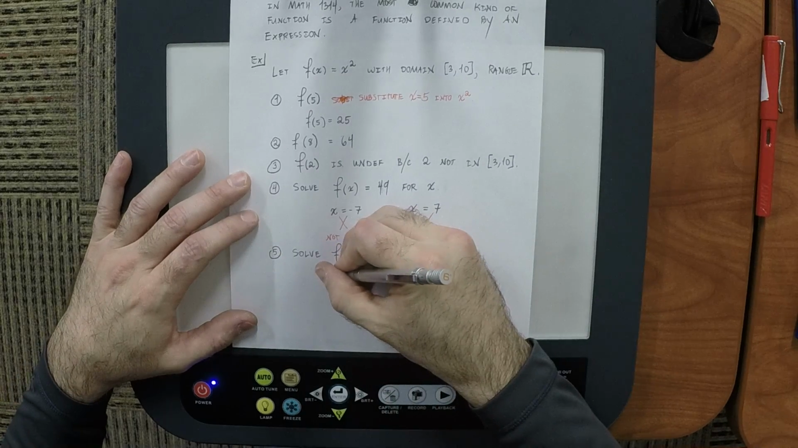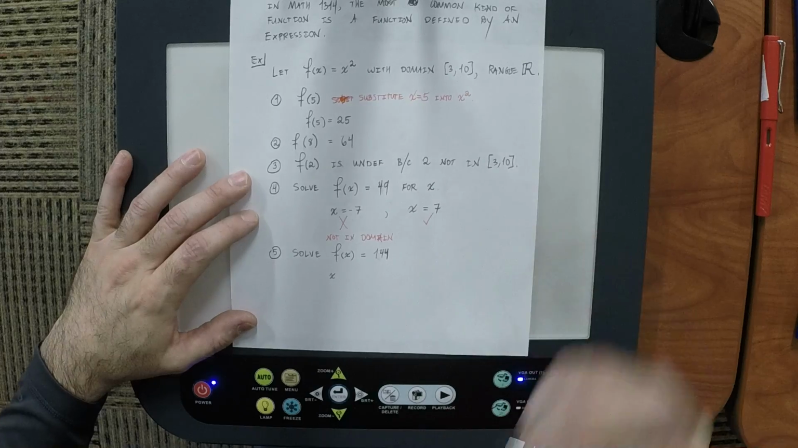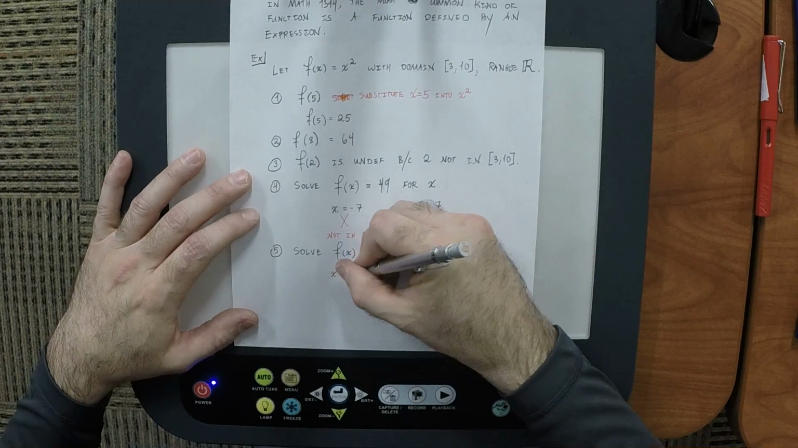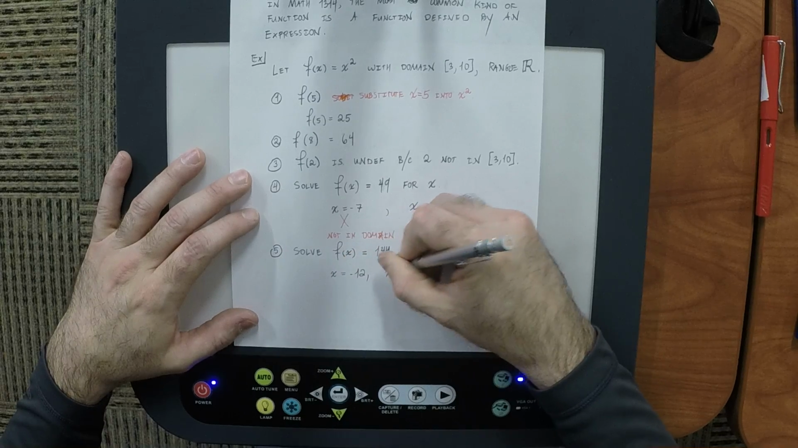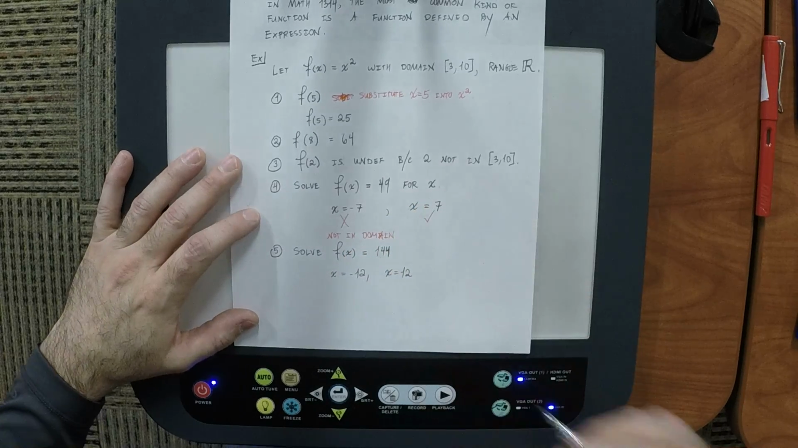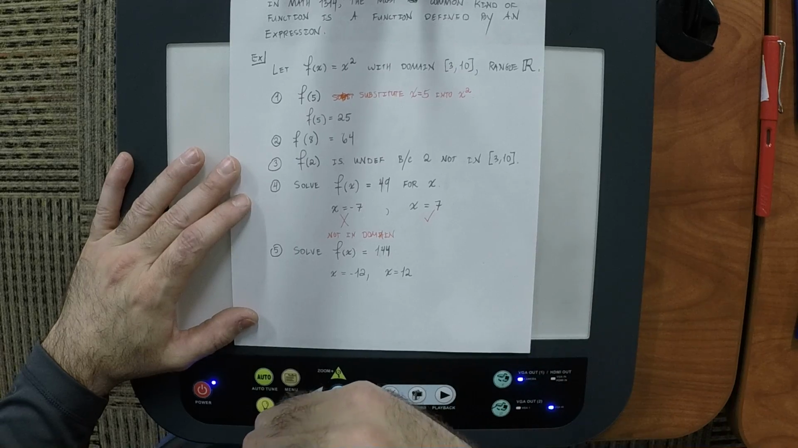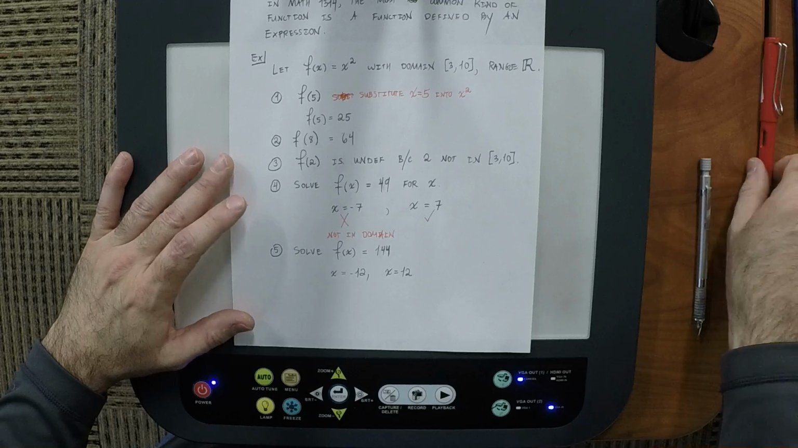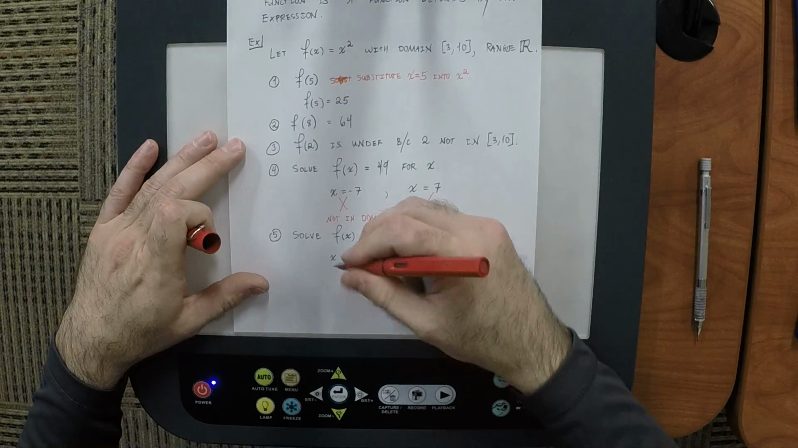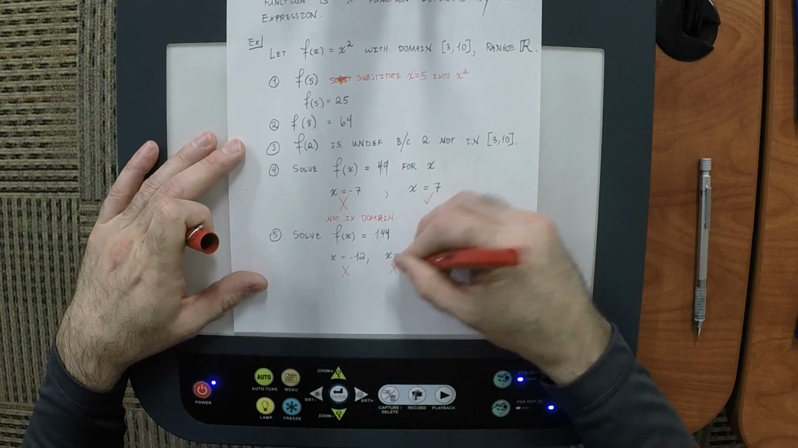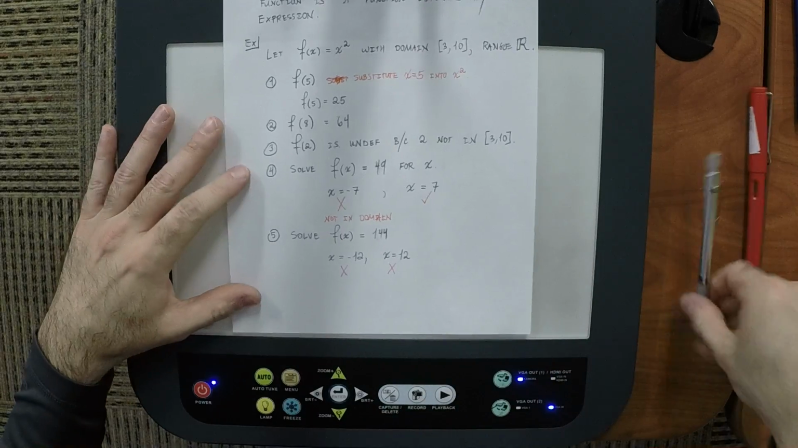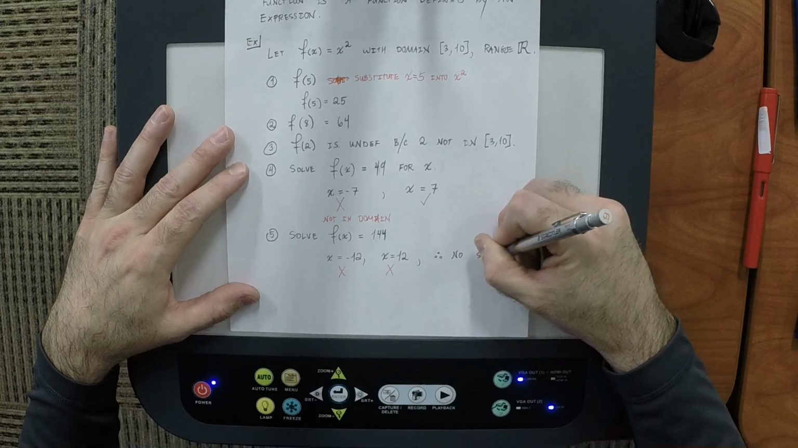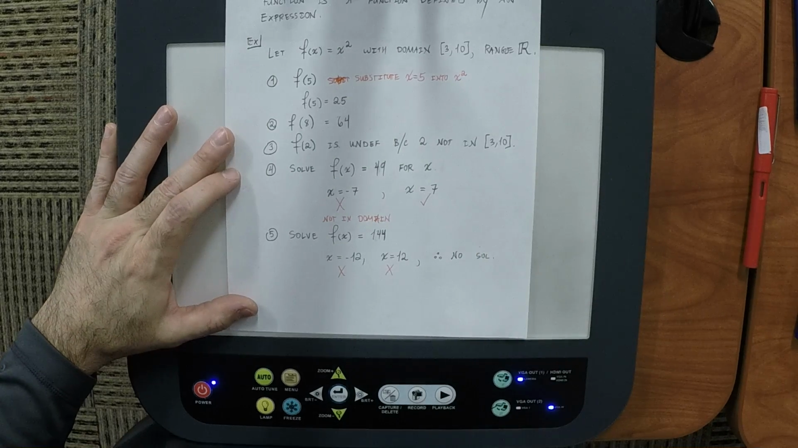Okay. So can we agree that the only real numbers that square to 144, the only choices, are negative 12 and positive 12? And then of those choices, which ones are in the domain? Neither. So not that one and not that one. Therefore, there's no solution.